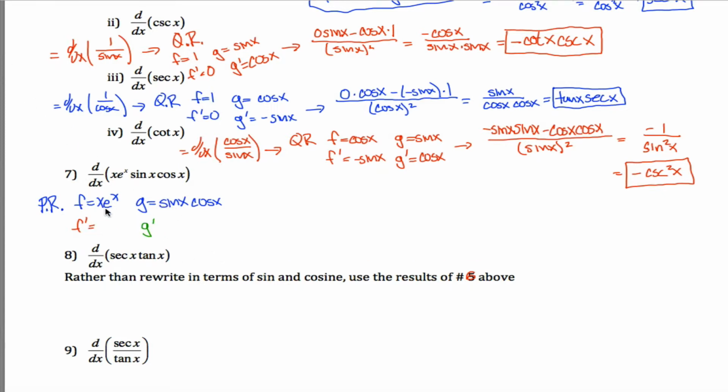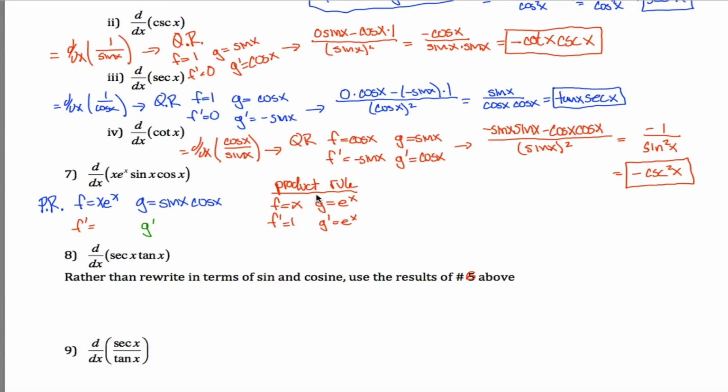To figure out f prime, I need the derivative of x times e to the x, and I can figure that out using the product rule. Try to keep this organized. Product rule. Playing the role of f is x, playing the role of g is e to the x. So f prime is 1 and g prime is e to the x.